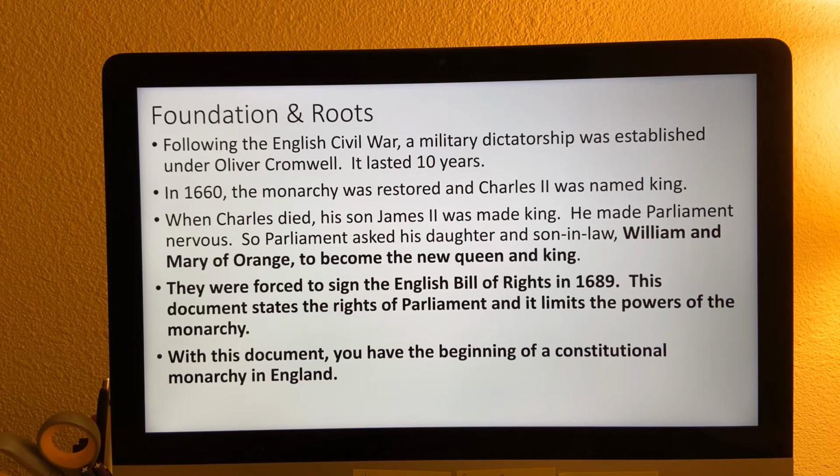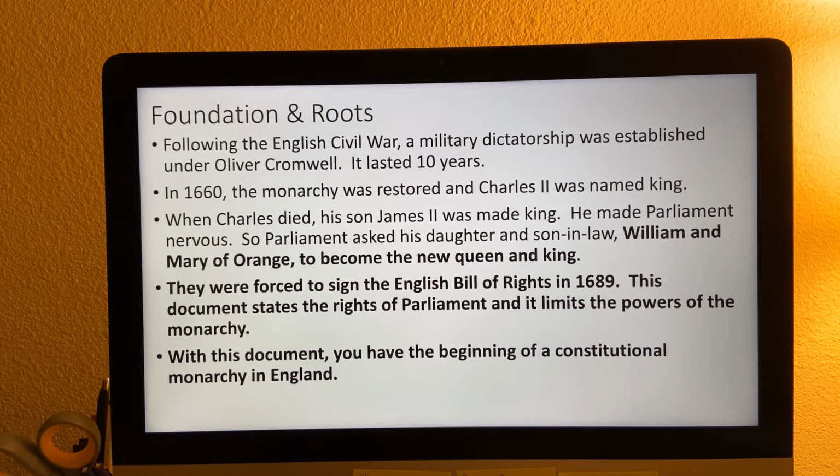You've probably heard of her, but this happened about 100 years prior, and James II was Catholic, and that made Parliament very nervous because the last Catholic monarch they had killed a bunch of people. That was Mary, right? She killed a bunch of people for being Protestant, and that was something that made them very, very nervous.